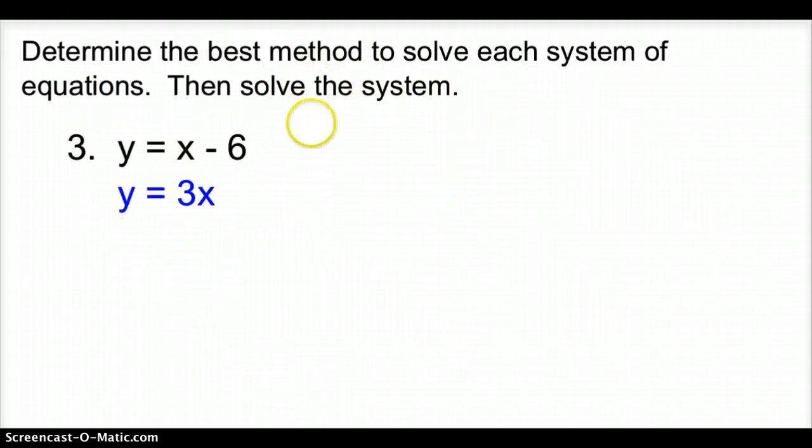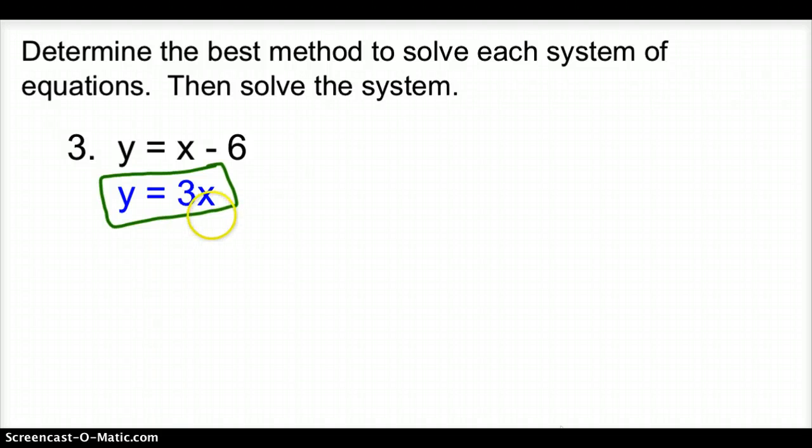Now we're going to be asked to determine the best method to solve each system of equations and then solve it. So we could use elimination or we could use substitution. Now when you use substitution, I would use it when you have something like this, y or x equals something. When you have that, you can just go ahead and plug it right in.